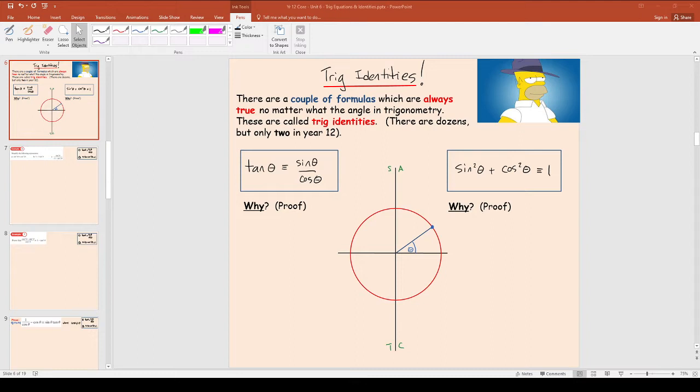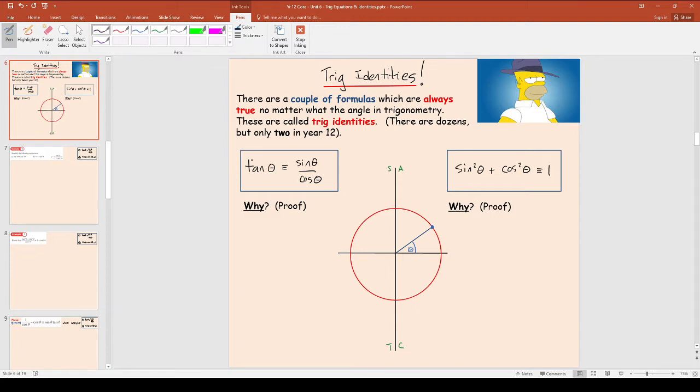Same deal here: sine squared of theta plus cos squared of theta always equals 1. So I couldn't say, well, if sine of theta was this, what would cos of theta be? Because it wouldn't work. You can't treat it like an equation. It's just always saying that this is always equal to that, no matter what the value of theta. Cool, right. Now, these are just the two trig identities that we're going to use in year 12, but there are actually dozens of them, and I think it's a really interesting and fun topic to do. So, let's get started.